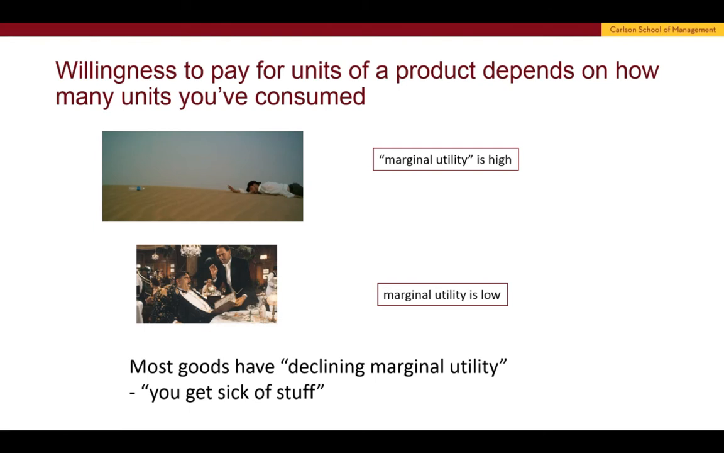Compare that to a situation in which you've eaten and eaten and eaten and eaten, as in this scene from a Monty Python movie, and the question is about that last bite. What's the benefit to you from that last bite? And I think we generally would think that the marginal utility or the additional benefit to the consumer of that last bite after you've had many, many bites of food is low. In general, you could say that most goods have declining marginal utility, or just in colloquial terms, that we tend to get sick of stuff.